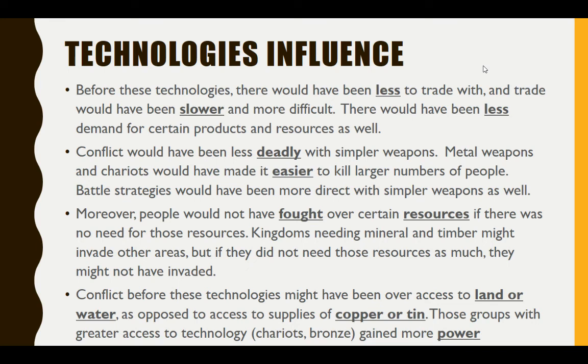Conflict before these technologies might have been over access to land or water, as opposed to access to supplies of copper and tin. Those groups with greater access to technology, like chariots and bronze, gained more power. And this is going to be the start of the Age of Empires, where we see what used to be small cities expanding to larger city-states and then being taken over by other groups to create large empires.